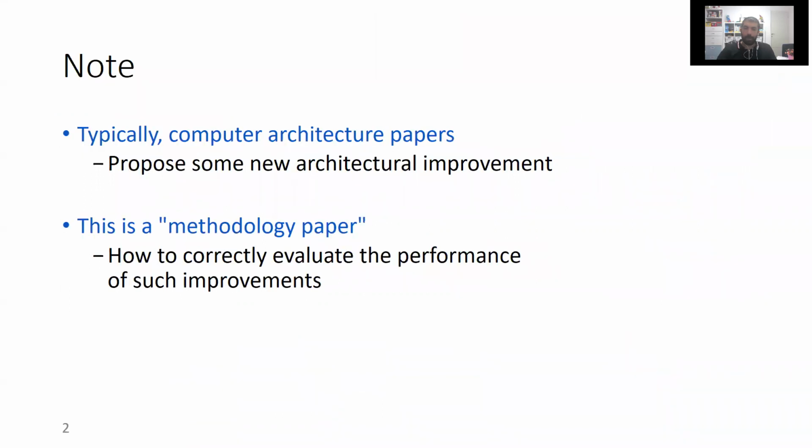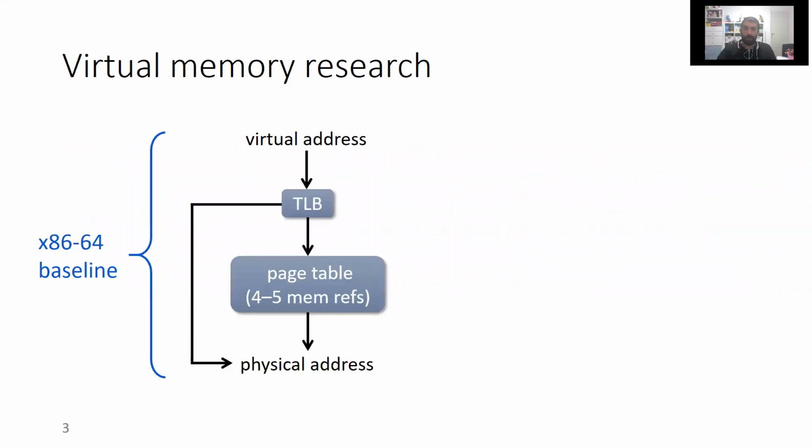Before we start, I would like to note that while architecture papers typically propose some new architecture improvement, our work is a bit different. We propose to improve upon the methodology that is used to evaluate such newly proposed architecture improvements. More specifically, we propose to improve the methodology used when conducting virtual memory research.